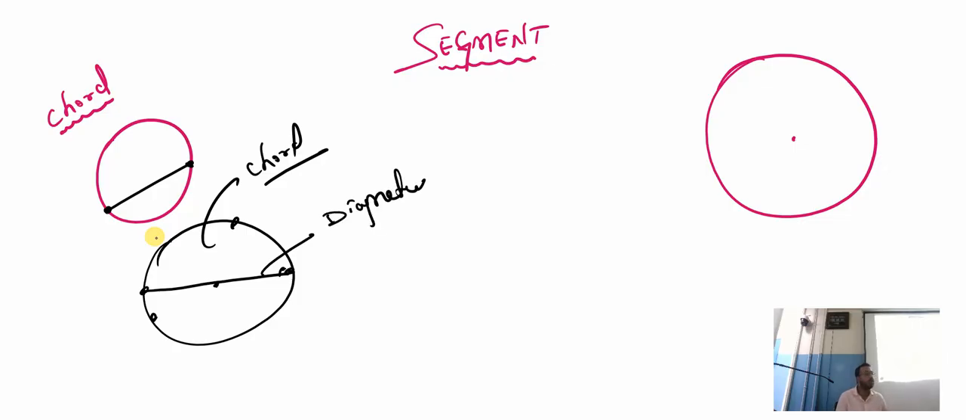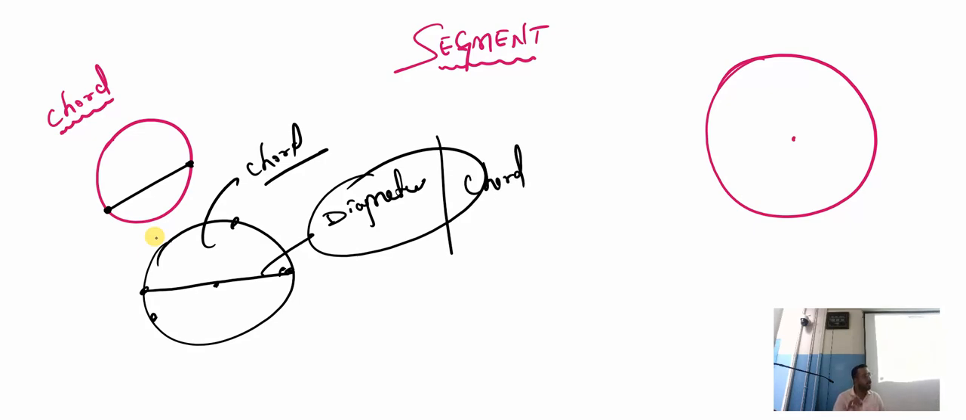If the same chord passes through the center of a circle, then it is called a diameter. So diameter is also a chord, because it is joining any 2 points.